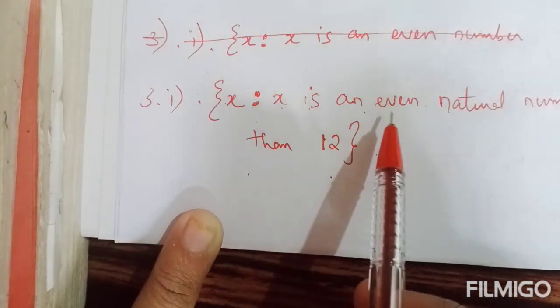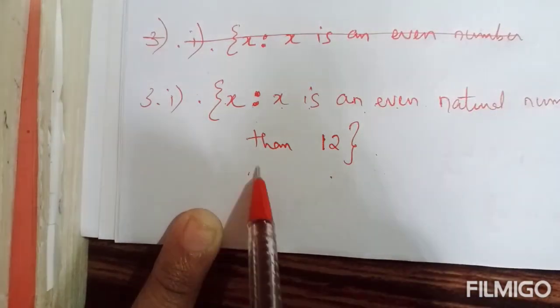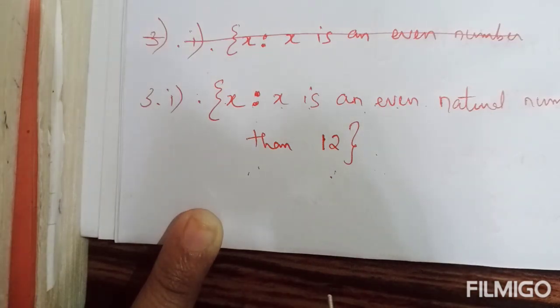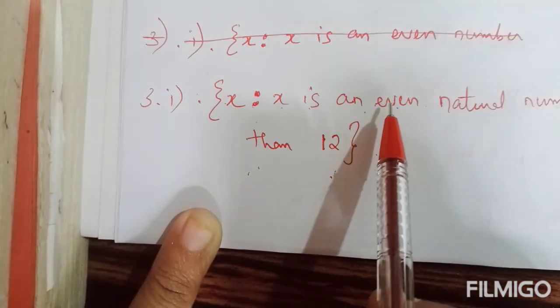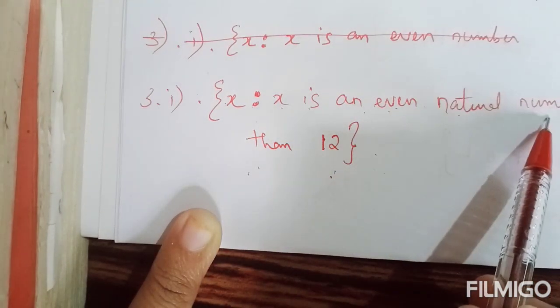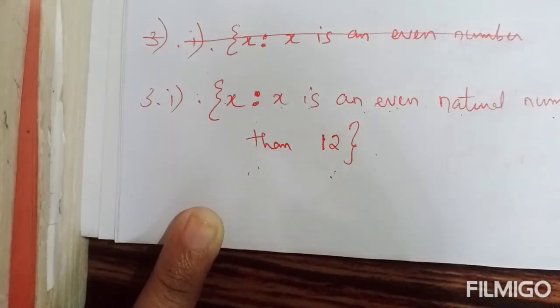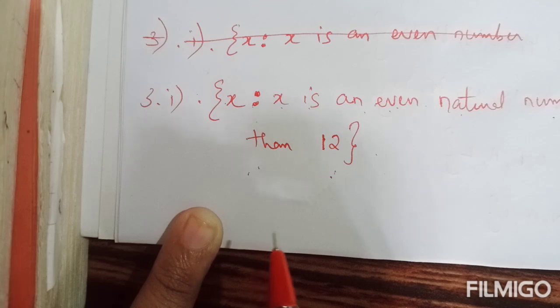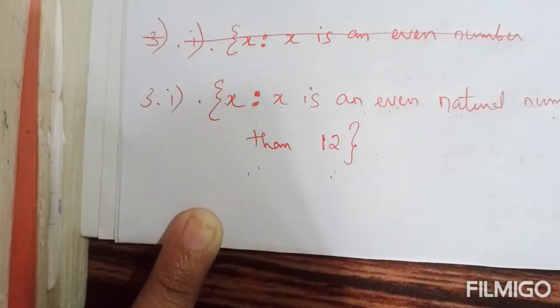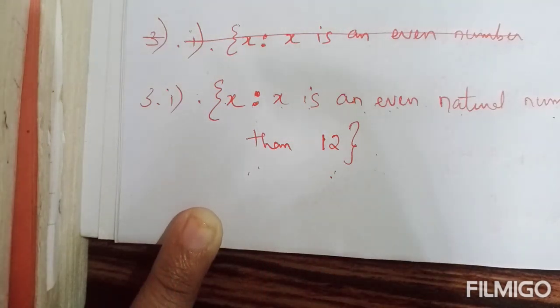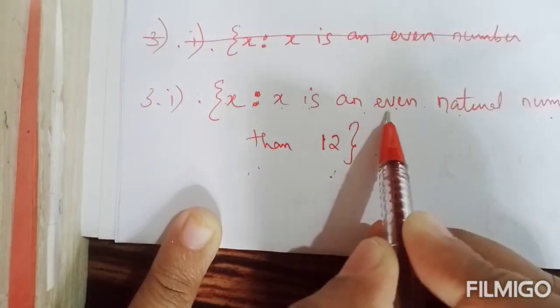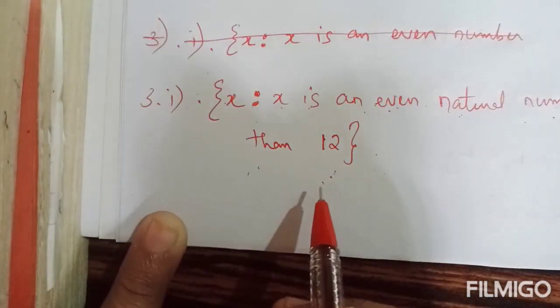Okay, if we write like this, even numbers less than 12 means 0 will come. That's why we write like this, even natural numbers. Okay, even numbers less than 12 എന്ന് എഴുതിയാൽ അതിൽ 0 ഇൻക്ലൂഡ് ആയിട്ട് വരും. 0, 2, 4, 6, 8, 10. അപ്പോൾ 0, it is not given in the set. That's why we write like this, even natural numbers less than 12.